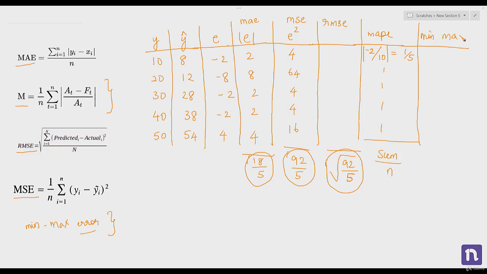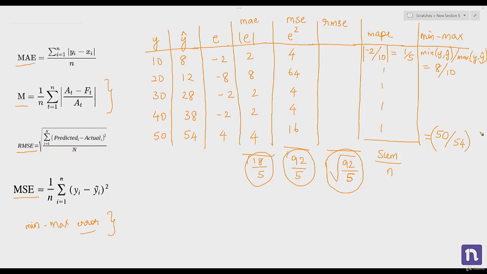Finally, the min-max error. Min-max error is less common actually. The min-max error is nothing but you divide the minimum of y and y hat by the maximum of y and y hat. So that would be the minimum of 8 and 10 would be 8, maximum of 8 and 10 would be 10. Likewise, in this case, minimum is 50, maximum is 54. This ensures that the lower value always go to the numerator.